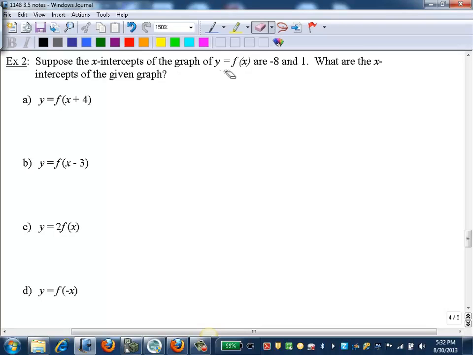So we've done examples before when we had an x squared graph as our parent function, or an x cubed graph, or a radical x graph. This is just a generic f of x graph. We don't know the shape of it specifically. All we know are the x-intercepts.